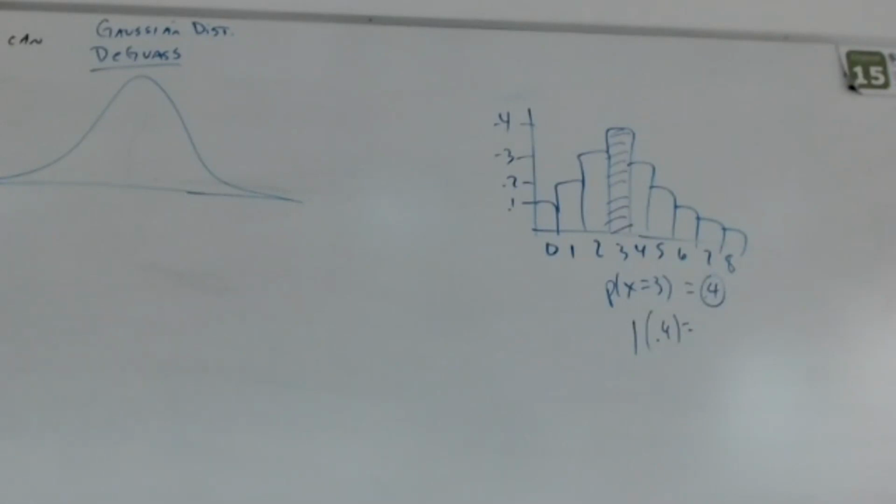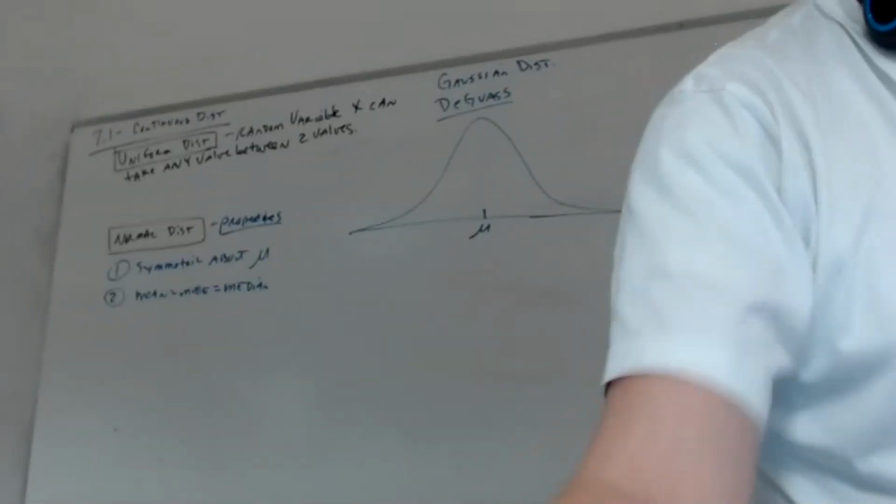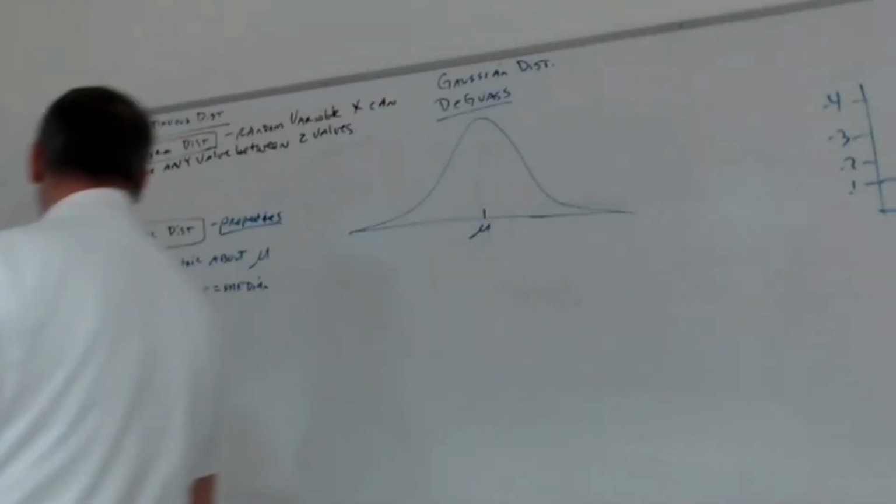All right, so let's talk about some properties. Okay, number one, it's symmetric about the mean mu, which is going to be right there, mu. The Greek letter M, I guess. Looks like a U with a tail. Anyway, number two, the mean equals the mode equals the median. Oh, I'm not getting any of this on video. There we go. You guys got to tell me if I'm not getting on video.